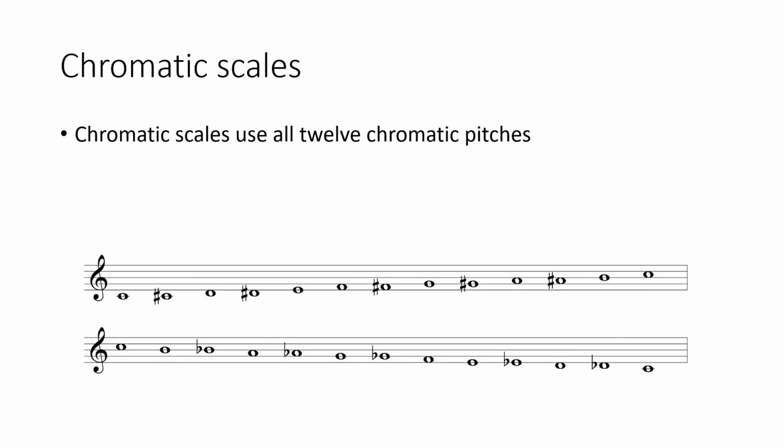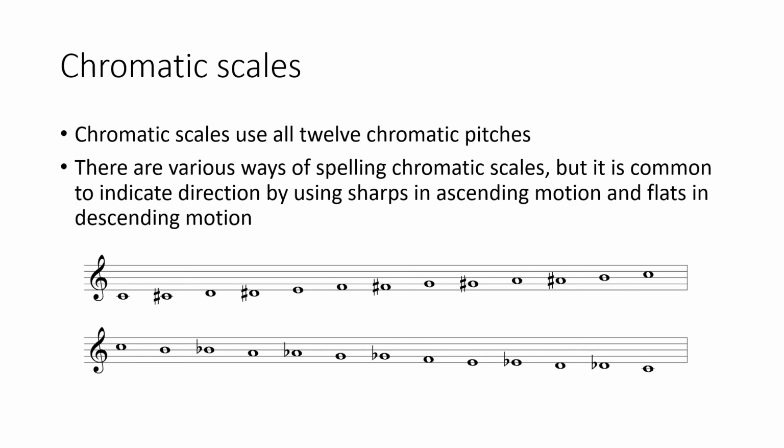Another symmetrical scale is the chromatic scale, which uses only half steps. That results in a scale with all 12 chromatic pitches. And there's various ways of spelling chromatic scales, but it is common to show the direction by using sharps on the way up and flats on the way down. So here's an ascending chromatic scale and descending.